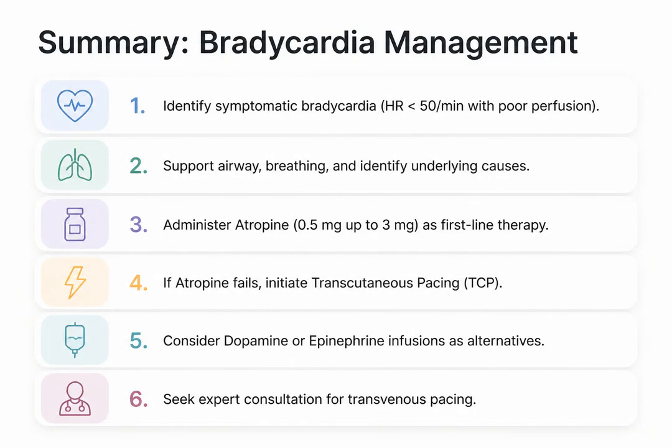To wrap up, managing symptomatic bradycardia comes down to a clear sequence. Identify the slow rate and confirm it is causing poor perfusion. Support the airway and breathing. Give atropine as your first-line drug. If that fails, or if you are dealing with a high-degree block, move immediately to transcutaneous pacing or chronotropic infusions like dopamine or epinephrine. Finally, always be prepared to seek expert consultation for transvenous pacing.